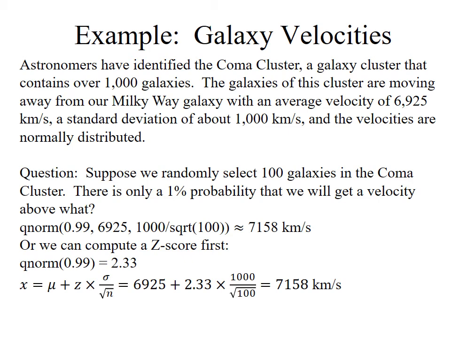Similarly, we can compute the z-score first. We can do qnorm directly on 0.99. That gives me a z-value of 2.33. Aha, so that means in order to get to the 99th percentile, I have to go 2.33 standard deviations above the mean. So I can convert this back to a raw score. I take my mean, 6,925, plus my z-value, 2.33, times this standard deviation divided by the square root of n, and I get 7,158 kilometers per second.